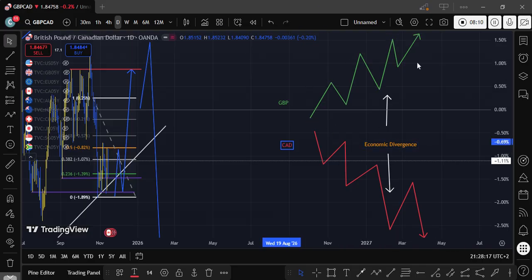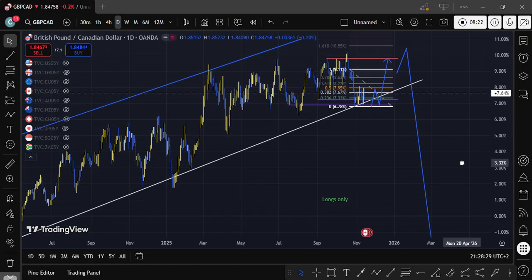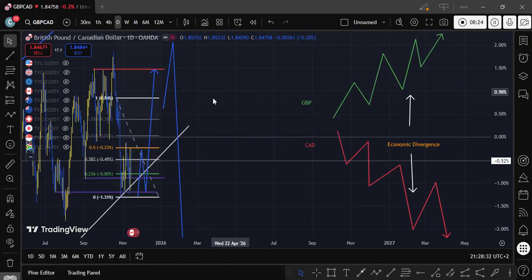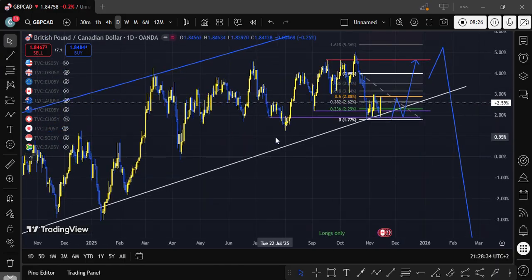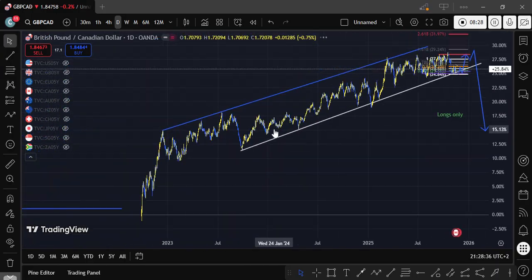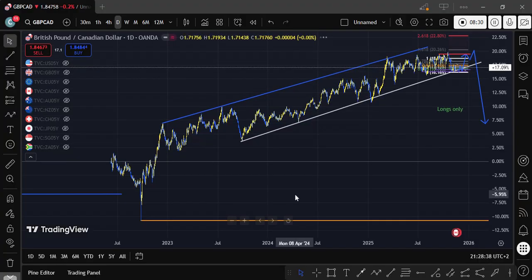I don't know if I was able to explain this economic divergence properly for you. Not good with teaching, but let's move into the real thing and leave all those zigzag things doing what they're doing. So let's talk about price action first.